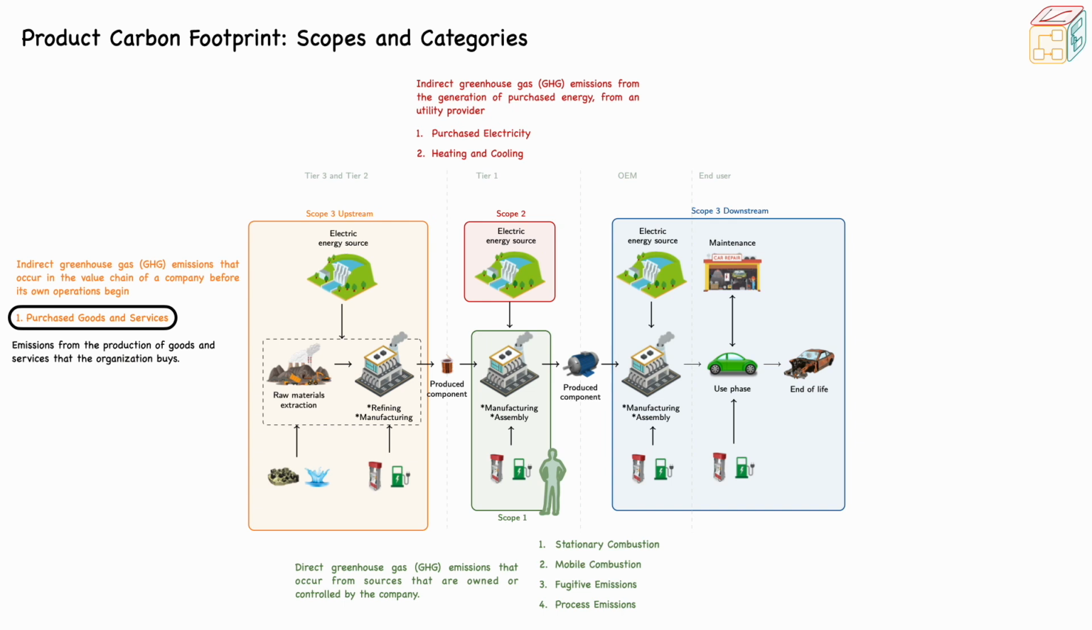For the Scope 3 upstream, we will take a particular interest in the first category, the purchased goods and services, which refer to emission from the production of goods and services that the organization buys. In other words, this represents the carbon footprint inherited by purchasing product from third parties company. Let's understand it with an example.